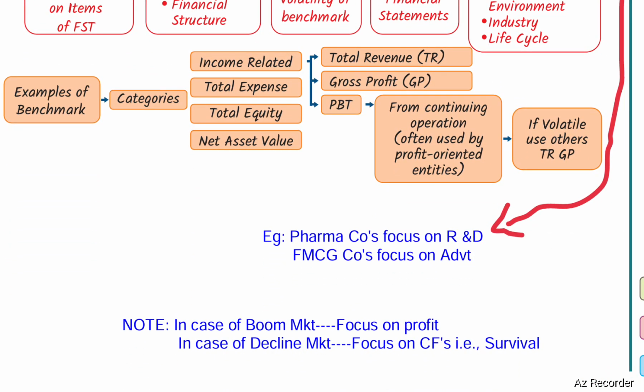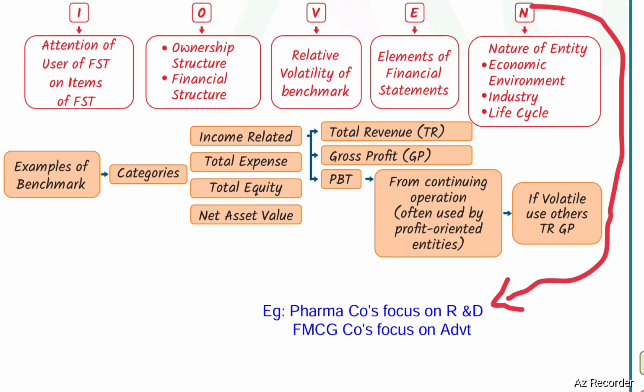For example, for pharma companies, the focus is on R&D. For FMCG companies, the focus is on advertisement. In a boom market, the focus is on profit. In a declining market, the focus is on cash flows, that is, survival.